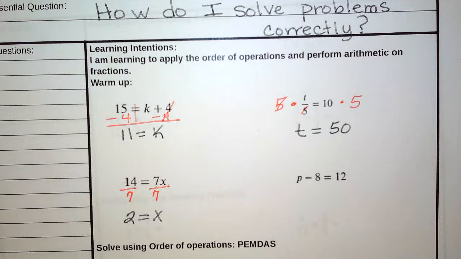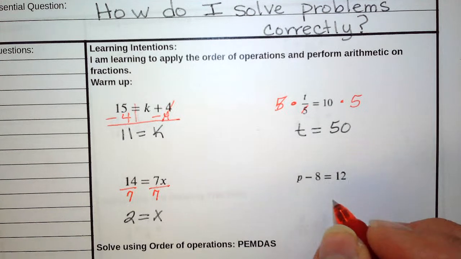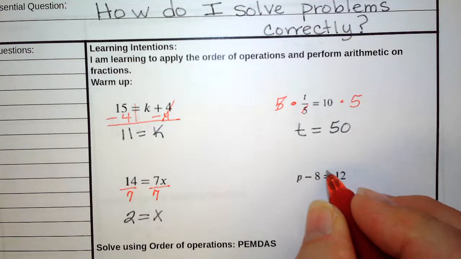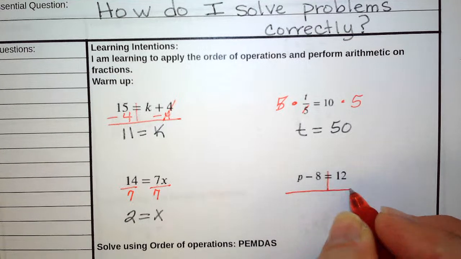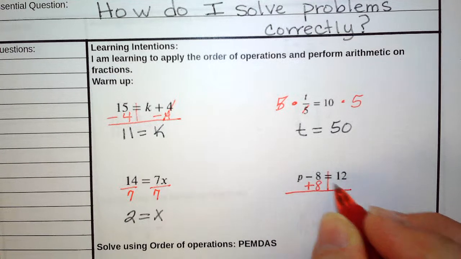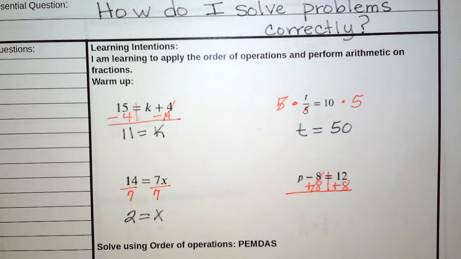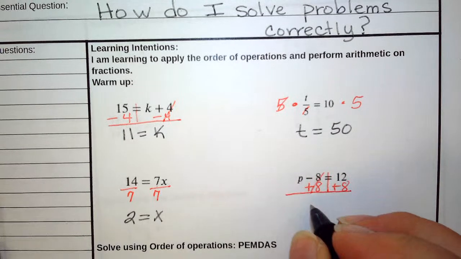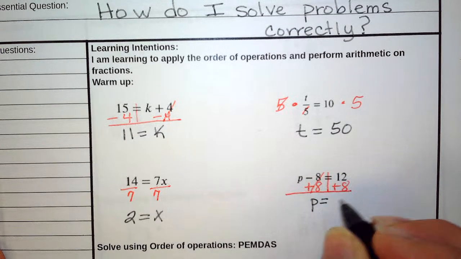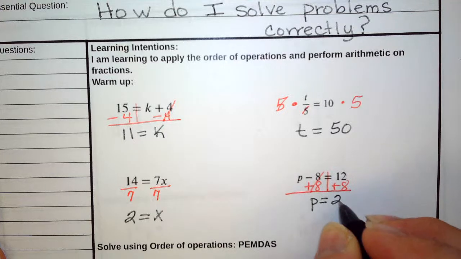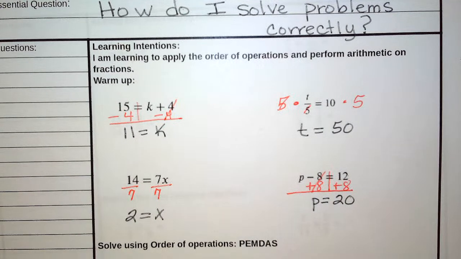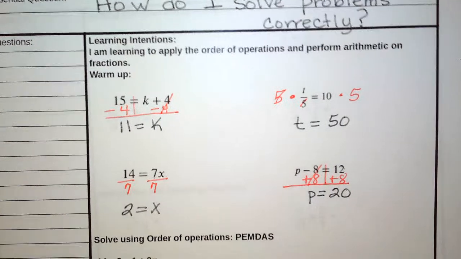And the last one, we're subtracting. The opposite of subtraction is addition. I will add 8 to both sides. I now have the variable by itself. It's isolated. P is equal to 12 plus 8, which is 20. 20 minus 8 is 12.